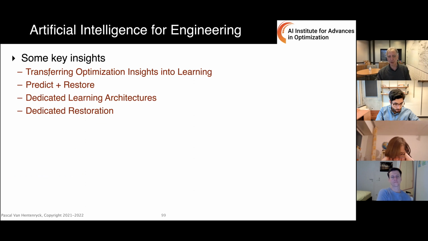This predict and restore is becoming very prominent in this area. So you try to get very high quality prediction, and then you have an optimization algorithm which is dedicated to actually restore feasibility. And the other 2 points that I wanted to make is that both the prediction and the restoration phase are typically trying to exploit some of the structure of the application, such that you can learn more effectively and you can restore feasibility in a more effective way. So that's what I wanted to tell you, and I'll be very happy to answer any questions that you may have.